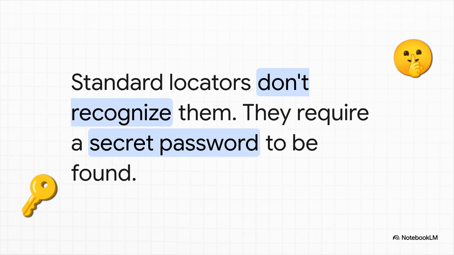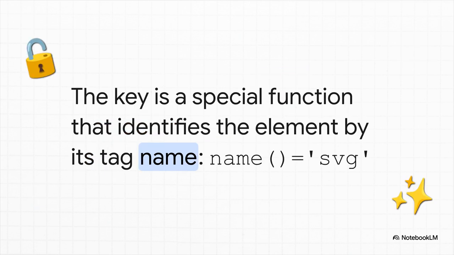It's kind of like trying to open a special lock with a regular house key. It just won't fit. You need a secret password, a special key. And here it is. This is the secret key. It's a special function that specifically checks what an element is called. So by telling your program to find something where the name of is exactly SVG, you're basically giving it the magic password it needs to find that icon.